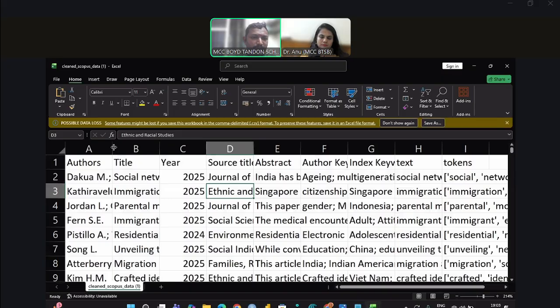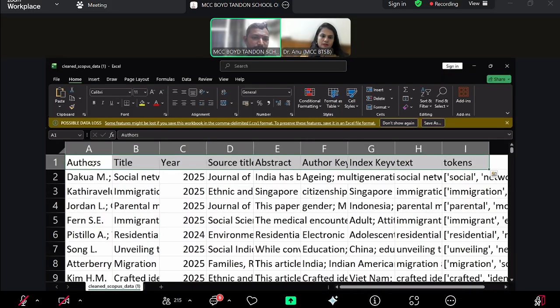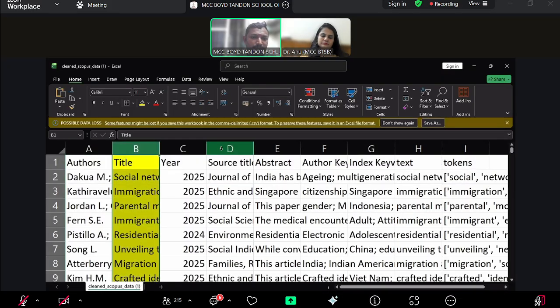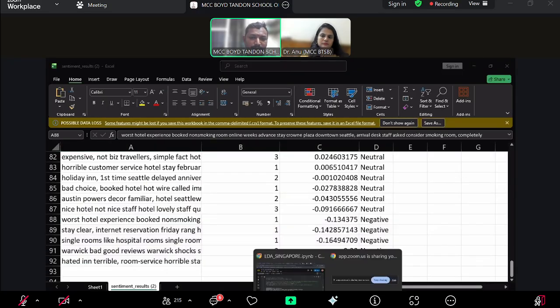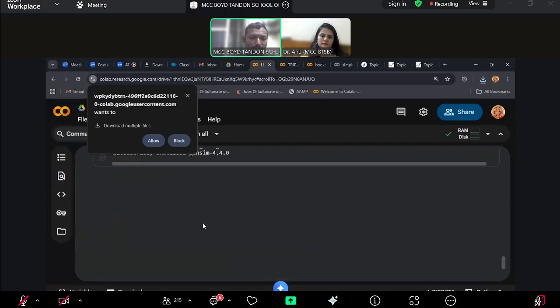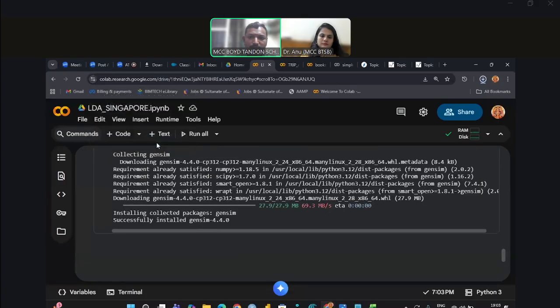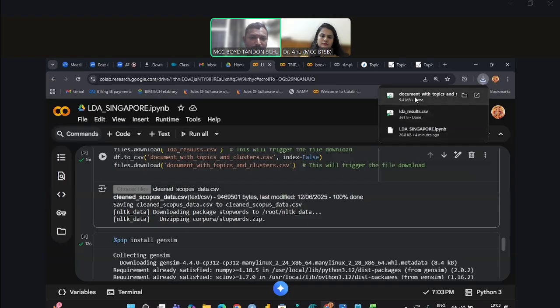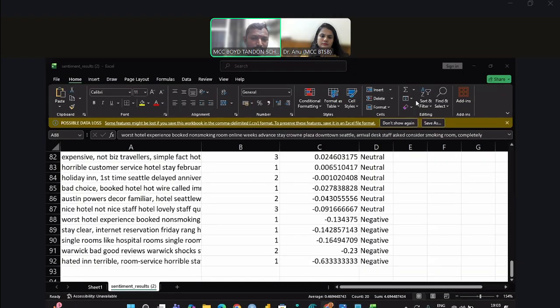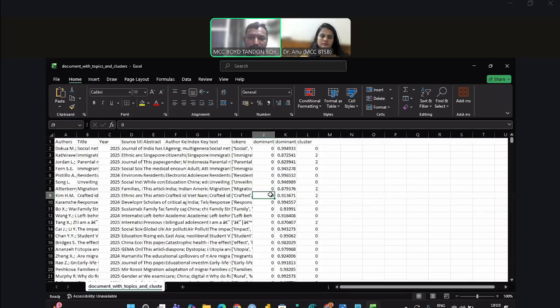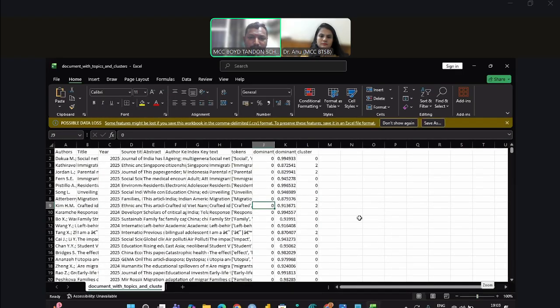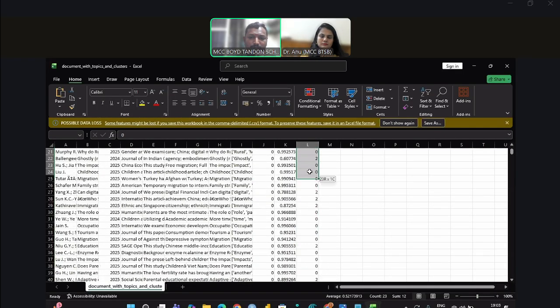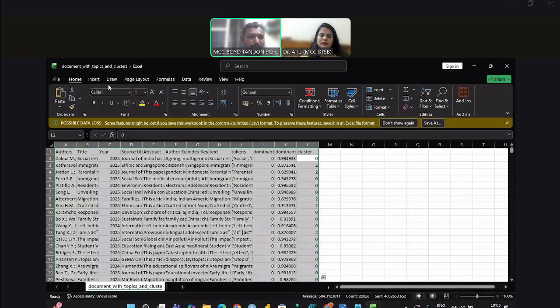You can see the author data is here, the title is here. We are going to analyze only the title and the abstract. Based on these two columns, it will give us some clusters. I think the file has got downloaded. Can you see here? The documents were clustered into so many clusters. I think it is visible to all of you.